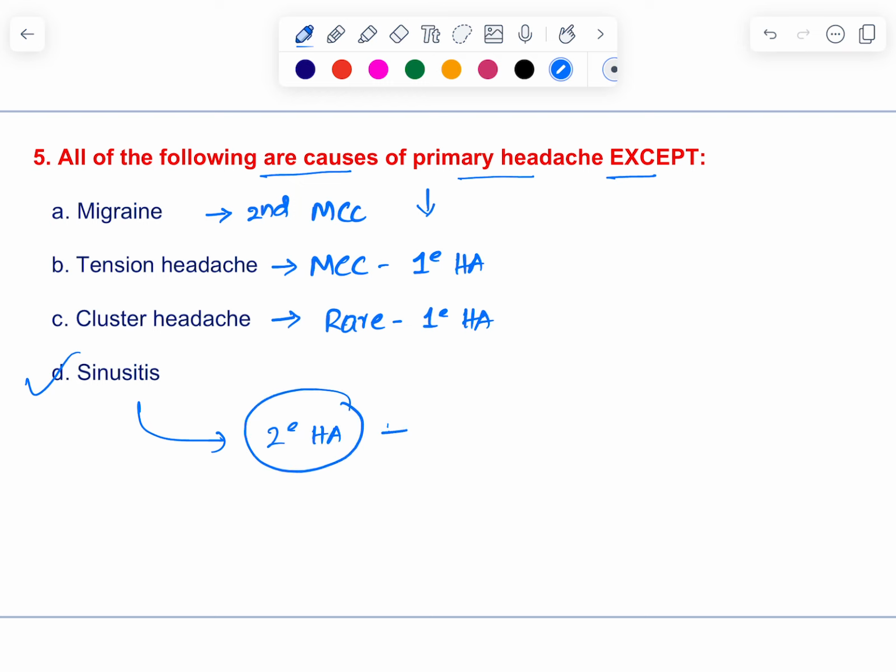And what is the most common cause of secondary headache? The most common cause of secondary headache will be infections, right? And that is the systemic infections. And what are the other causes for secondary headache apart from systemic infections? Head injury, vascular disorders, subarachnoid hemorrhage, and brain tumor. So these are all the causes for the secondary headache. Even your sinusitis is a secondary headache because you have a specific underlying cause there. All right, next.